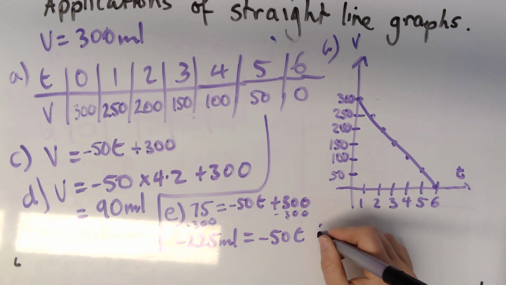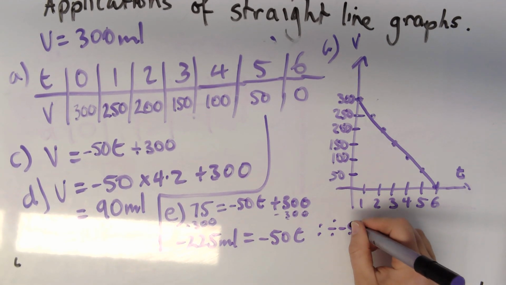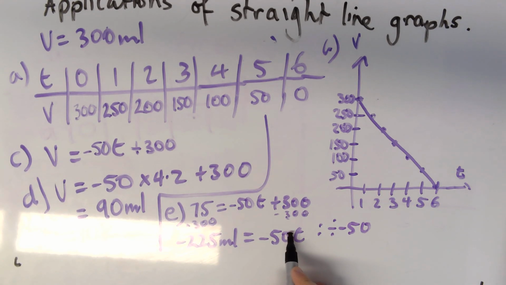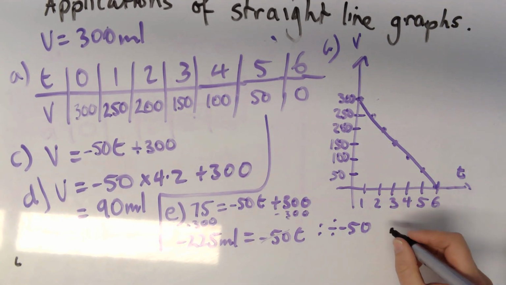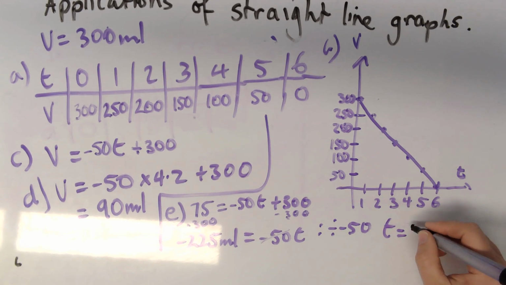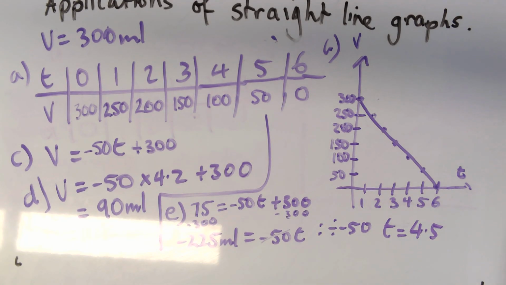Again, I'm starting to run out of room here. I'm going to divide by negative 50, and I've got to do it to this side, and that's going to cancel it out. And I've got to divide negative 225 by negative 50 as well, which is going to give me a positive number, which we'd expect because time is positive. And when we divide 225 by 50, we get a time T equals 4.5. Sorry, 4.5 hours.